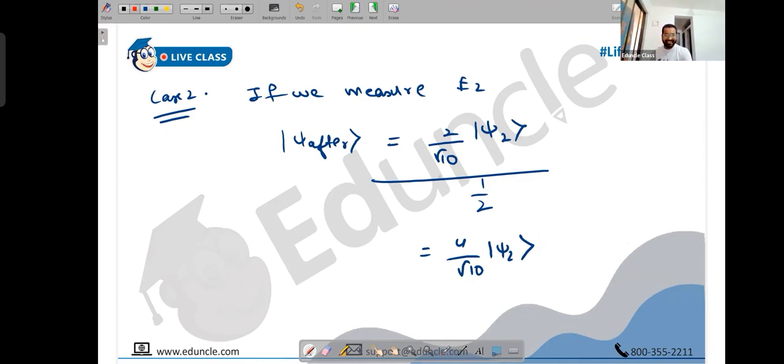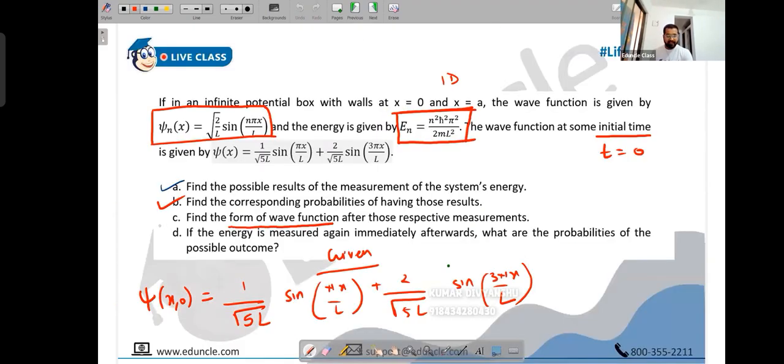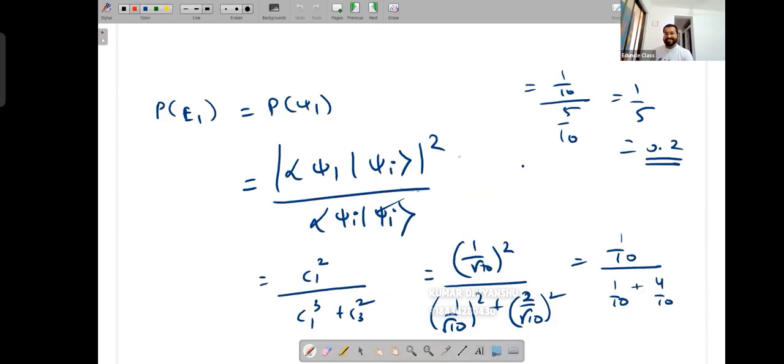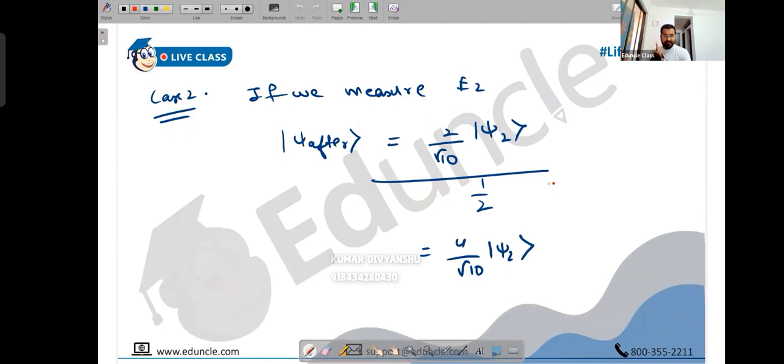Okay, proceeding ahead. Next. Case 2, that's also done. So find the form of the wave function after those respective measurements. That's also done. Next: if the energy is measured again immediately afterwards, what are the probabilities of the possible outcomes? Well, this is time pass. Actually, there is a small thing which I'm worried about. Hang on.